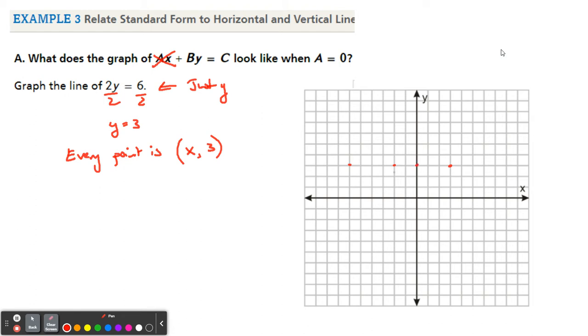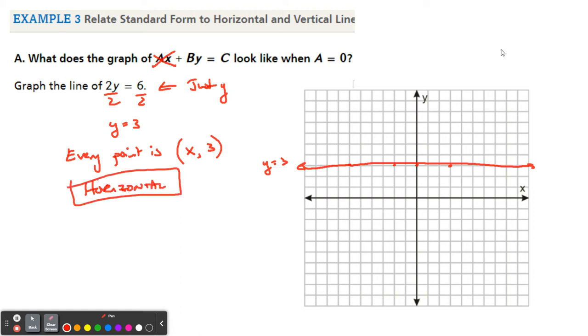And notice if I connect those dots, I get a horizontal line. This is how you graph the equation y equals 3. It is horizontal. This is a special situation that your Algebra 2 teachers will love if you remember. So if y equals a number is your equation, it's a horizontal line.